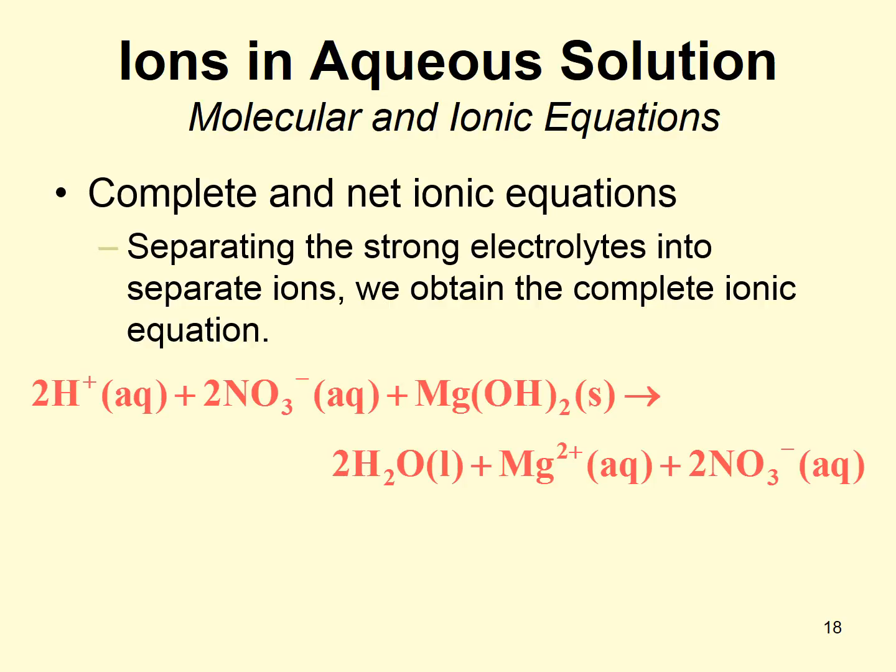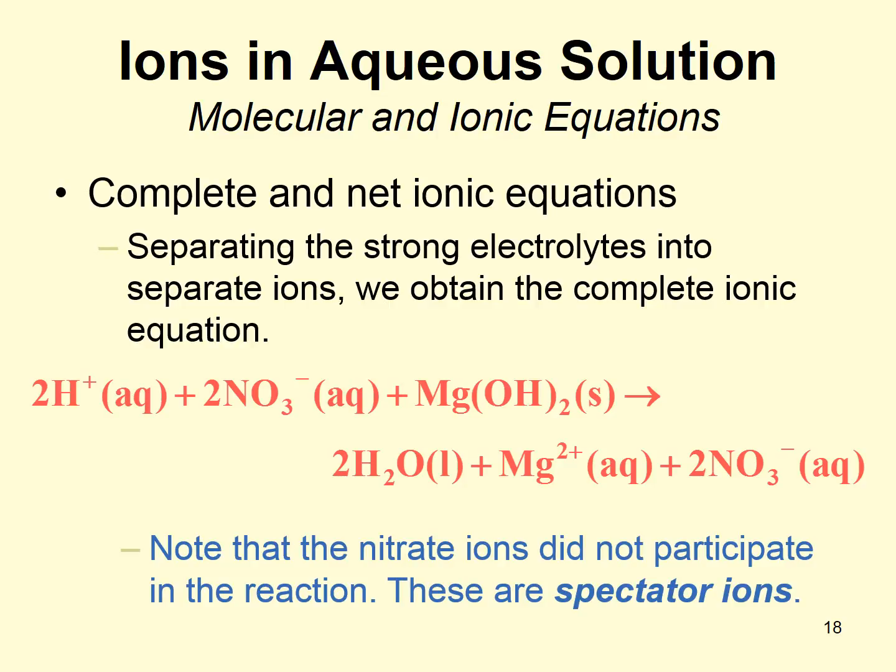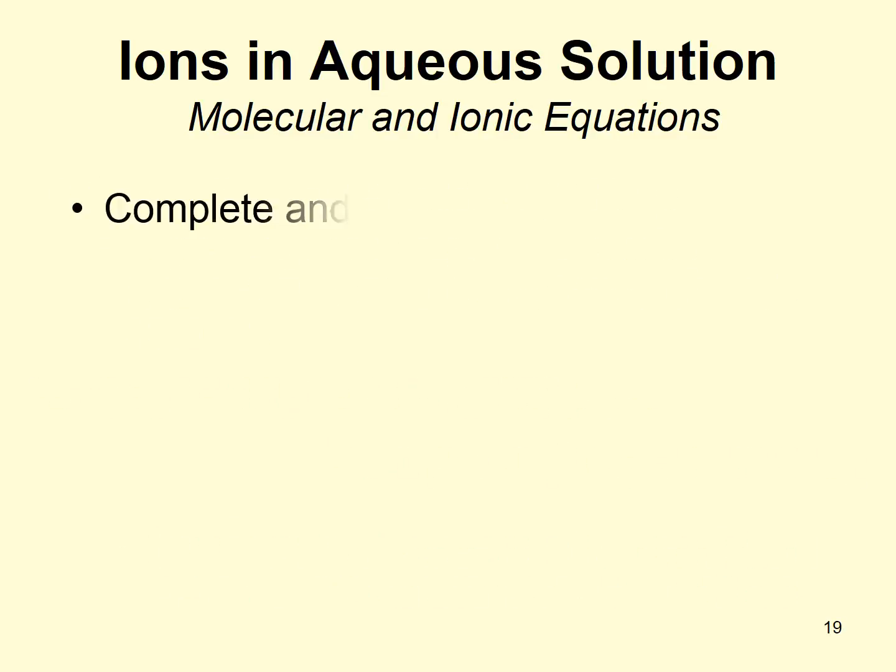The Mg(OH)2, which is a solid, stays together. The two waters, which are liquids, stay together, and then the Mg and the NO3 break apart. So there's two NO3s, one Mg. Mg, remember, is a 2 plus. All right, so now do we have any spectator ions? Yes, we do. The nitrate shows up both on the left and on the right, two of them. And so we cancel them out.